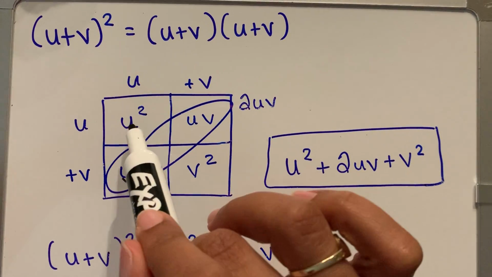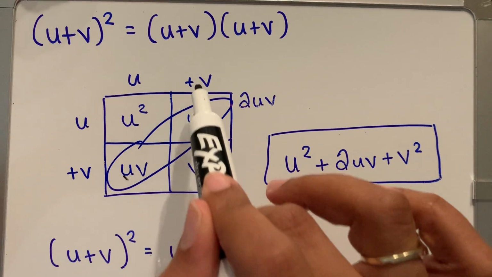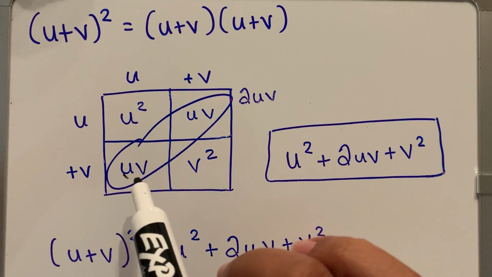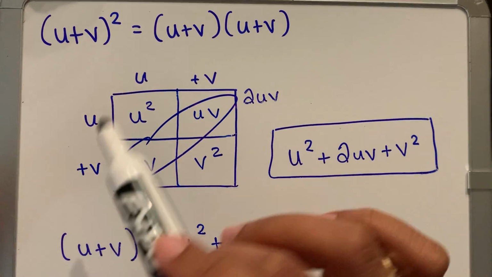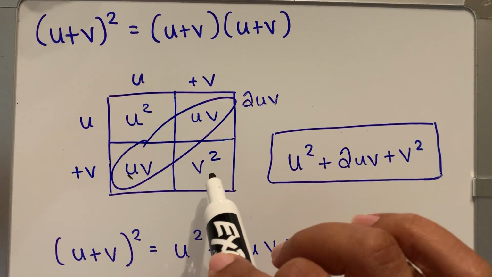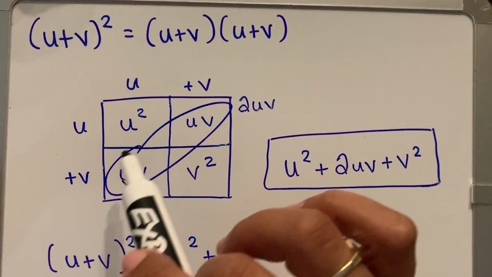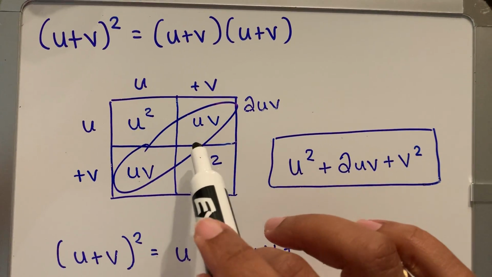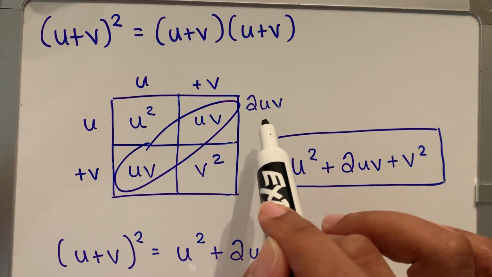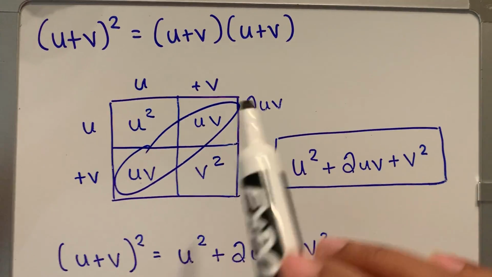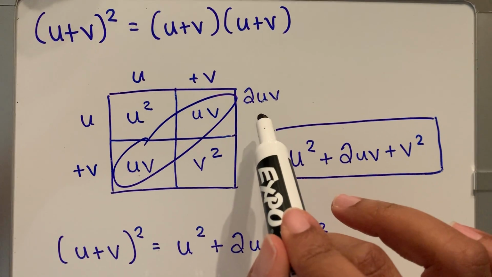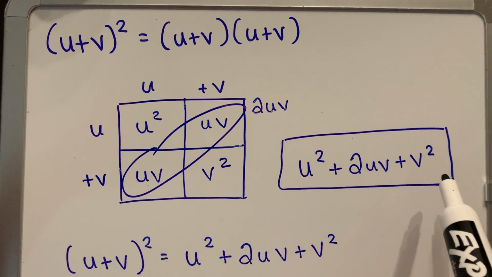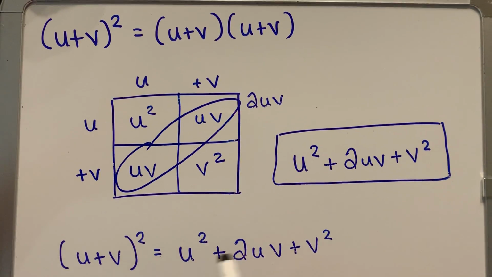All right, u times u is u². U times v is uv. V times u is vu or uv, same thing. V times v is v², okay? So here, I have uv plus uv, so that's 2uv because I have two of those, okay? So the final answer would be u² + 2uv + v². That's how I get this, u² + 2uv + v². And that's how we get our identity.